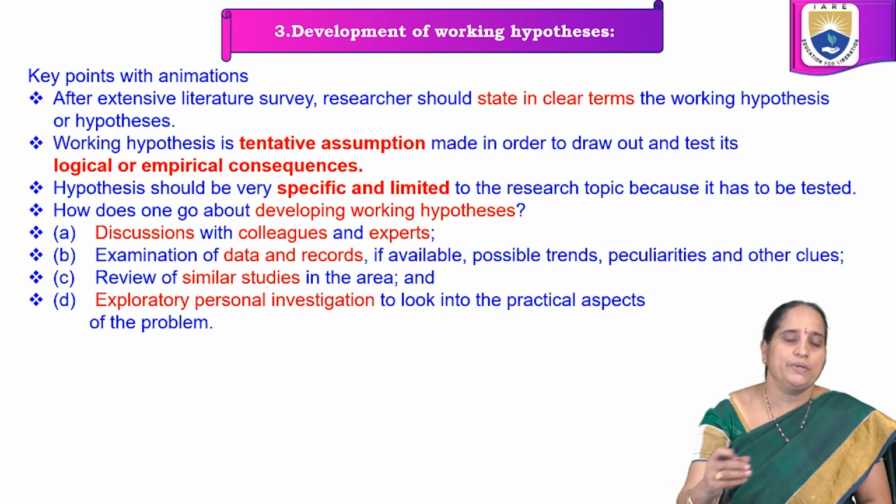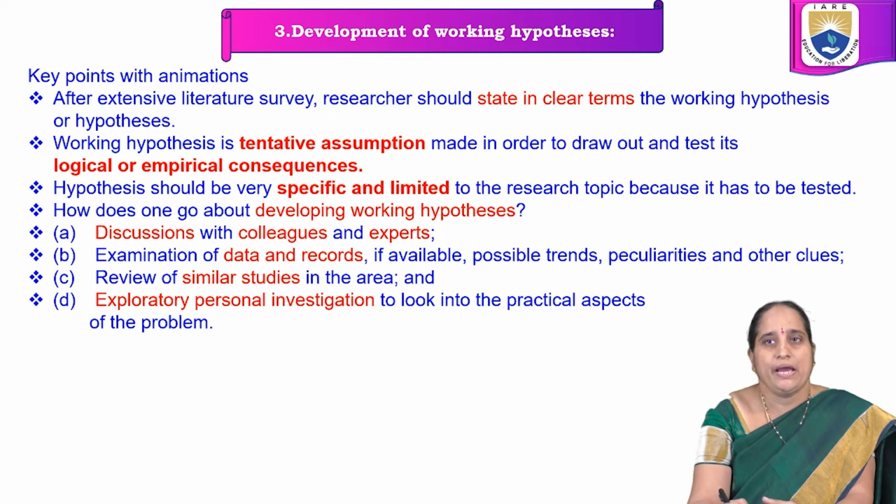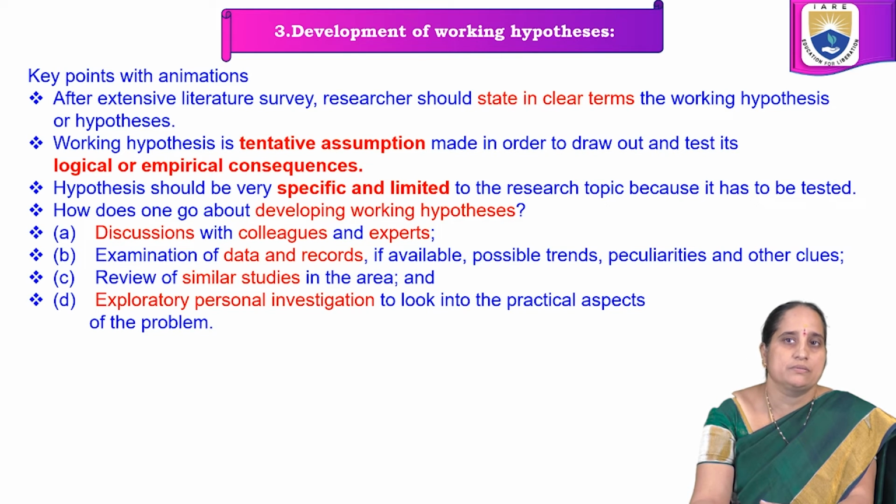Then the third step is development of a working hypothesis. So how do we develop or formulate a hypothesis? After this literature survey, the next step is hypothesis formulation. The researcher should state in clear terms the working hypothesis or hypothesis. See, a working hypothesis is a tentative assumption. It is a proposition, right? Based on this assumption, we draw and test the logical or empirical consequences by defining null and alternative hypotheses.